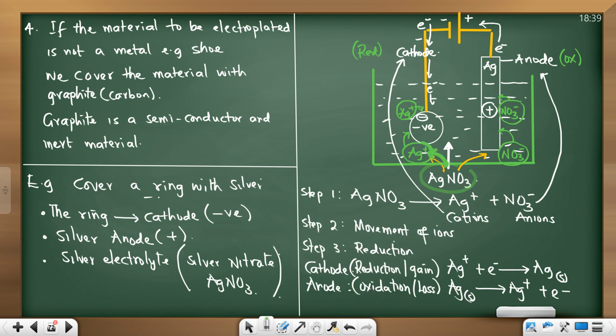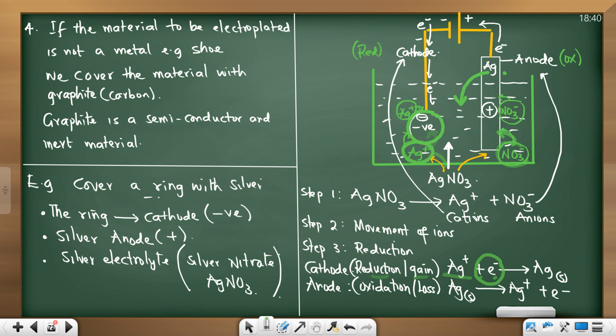The silver plus is attracted to the negative electrode. The NO3 nitrate is attracted to the positive. At the negative electrode, what do we have? We have the silver ions. What happens? Reduction. What is reduction? The gaining. The silver ions that are there would gain electrons. Wait, where are these electrons coming from? They're coming from the anode. So silver is oxidized to produce silver plus.